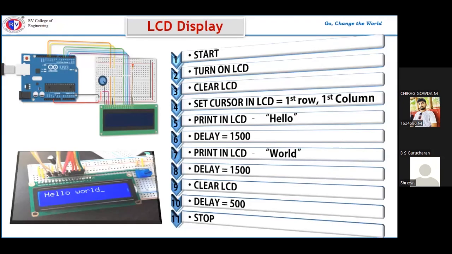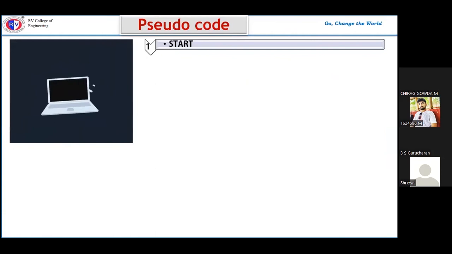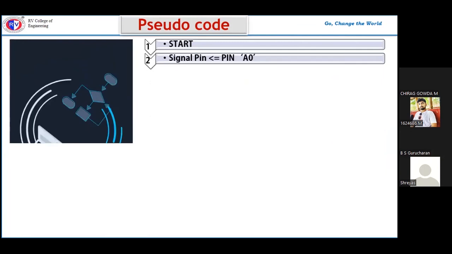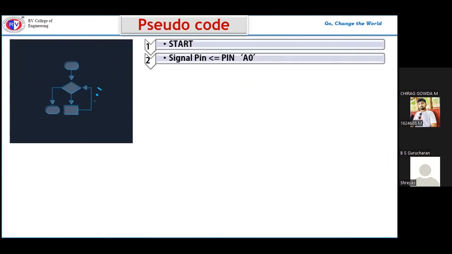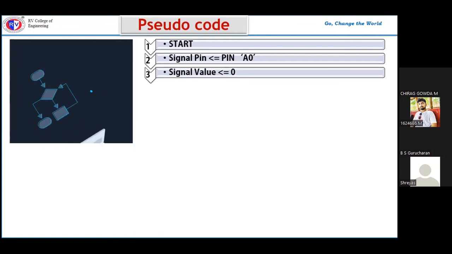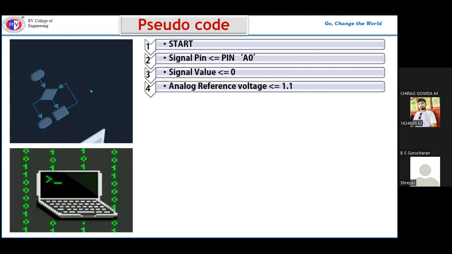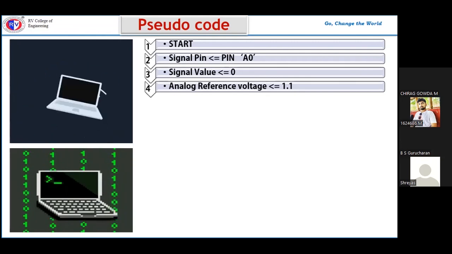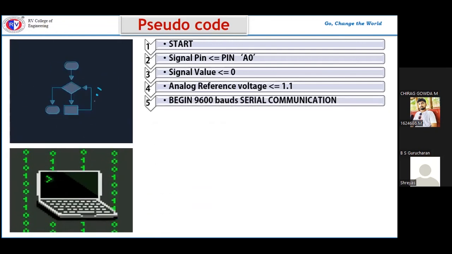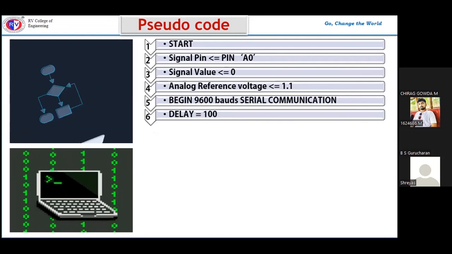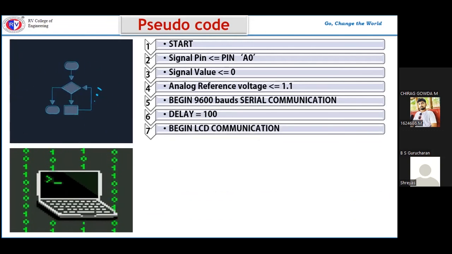Now I'll be explaining the second pseudocode. So here we will obtain the values from the photoresistor and display them on the LCD. This is the start of the program. Next, we define the pin A0 as signal pin and we store the value of 0 in a variable called signal value. Then we create another variable and we store the value 1.1 in analog reference voltage. Then we begin the serial communication between the LCD and the Arduino.